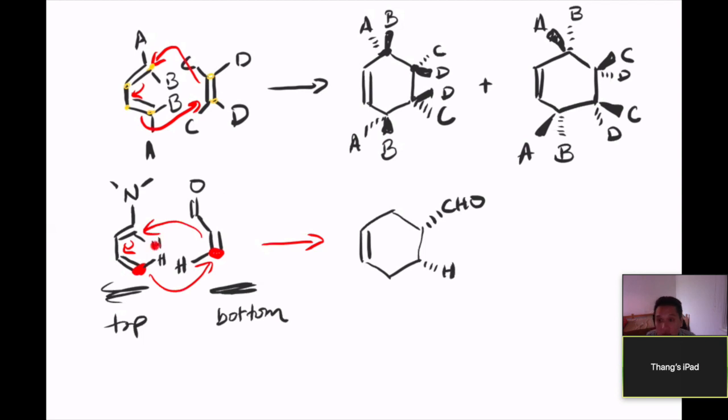What about this hydrogen right here? Remember, it's the fingers of the diene on the top. So it's going to crash, it's going to go up, right? So that hydrogen is up, therefore this hydrogen is also up, meaning then that this amino group is down. Okay, so that's your product.